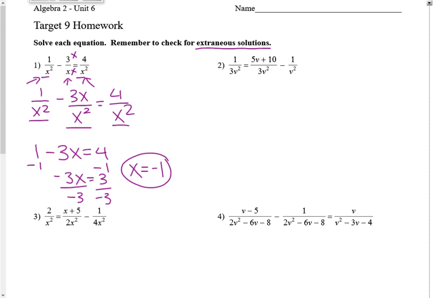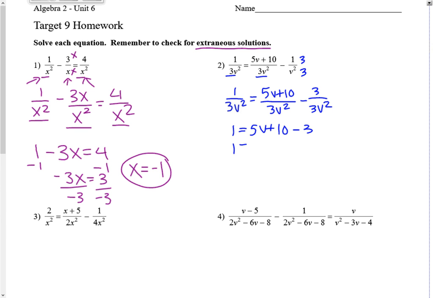so we are good with negative 1 as our solution. On number 2, I see that I have 3v squared on two of my fractions, but my last one is just v squared, so I'm going to multiply the top and the bottom by 3. So I have 1 over 3v squared equals 5v plus 10 over 3v squared minus 3 over 3v squared. Again, I have all the denominators equal to one another, so I'm just going to work on solving my numerator.